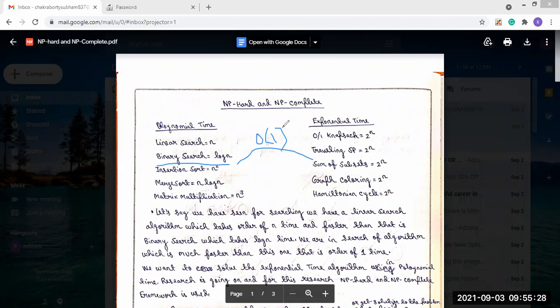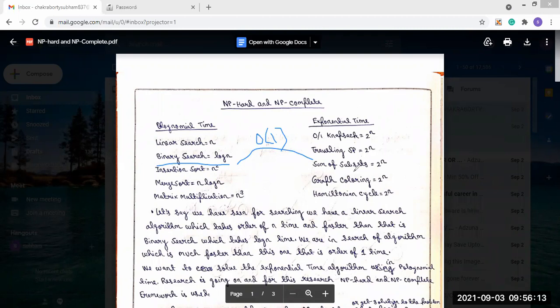Always remember that in this problem, there are exponential time algorithms present, and we want to know whether they can be solved in polynomial time. Can we solve the 0 1 knapsack problem in polynomial time? The traveling salesman problem? Sum of subsets? Graph coloring? And Hamiltonian cycle in polynomial time?